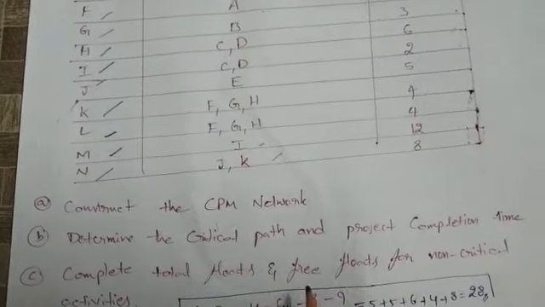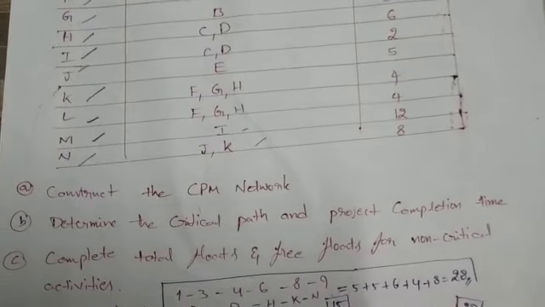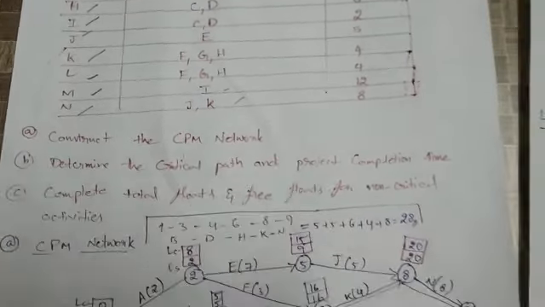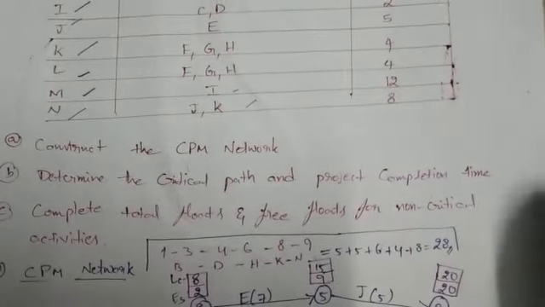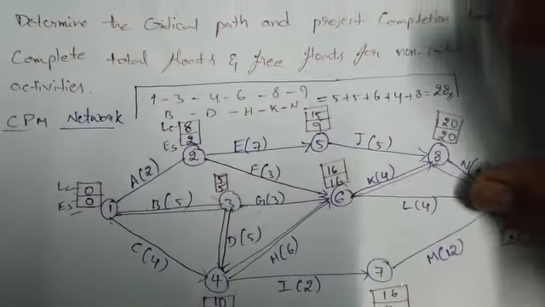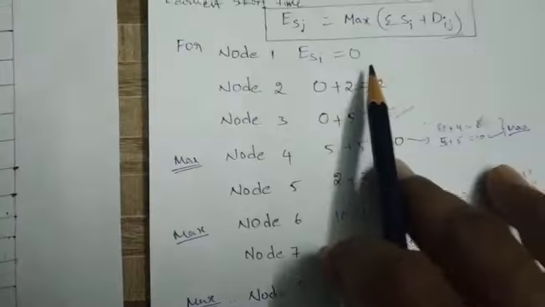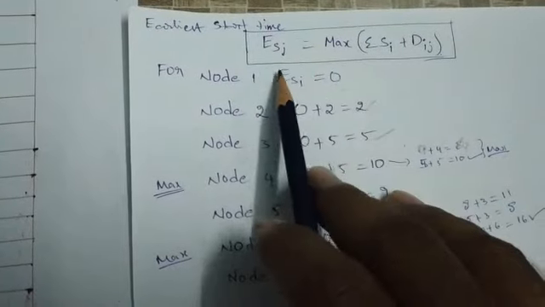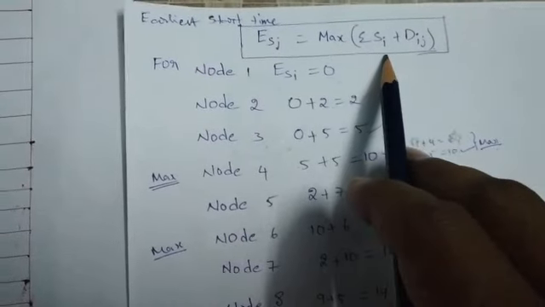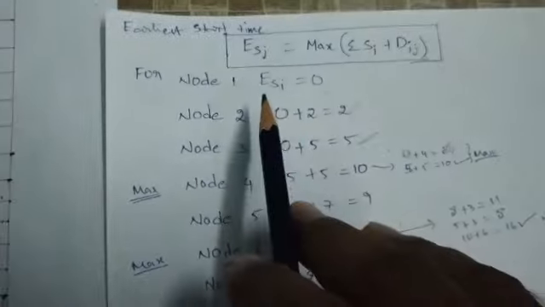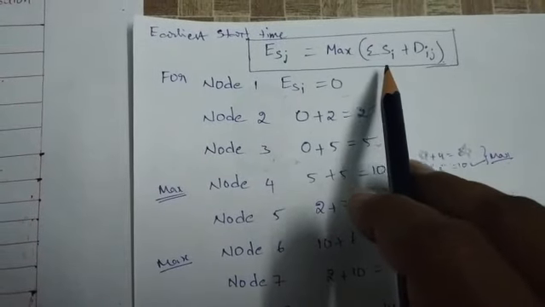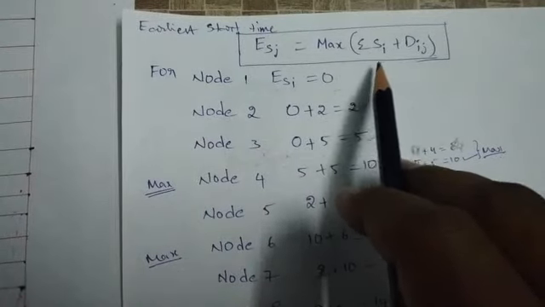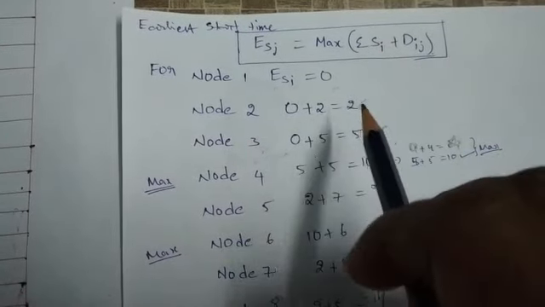Determine the critical path and project completion time. Before finding the critical path, you have to find the earliest start time and earliest finish time. First you start with the earliest start time. What is the earliest start time formula? ESj equals maximum of summation of ESi plus Dij, where ESj is the earliest start time, ESi is the starting earliest time, plus Dij is the duration of time.